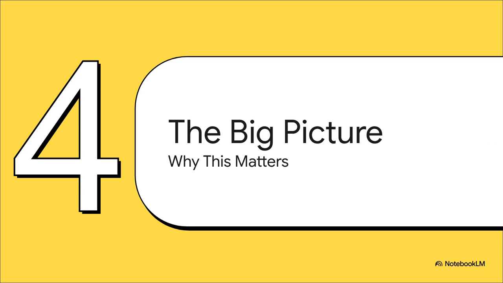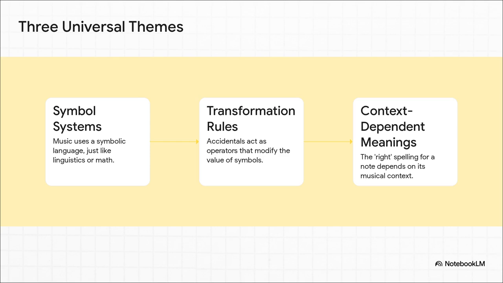Okay, so we've jumped from music to language to math and even to computer science. Let's take a quick step back and look at the big picture here, because this is really why it all matters. So what's the big takeaway from all this? It's that music isn't just some random magical thing. It's a deeply logical system. First, it's a symbol system, just like any language. Second, it has clear rules to transform those symbols, just like math. And third, what those symbols mean depends entirely on the context, just like in programming. It's these universal ideas that connect everything.